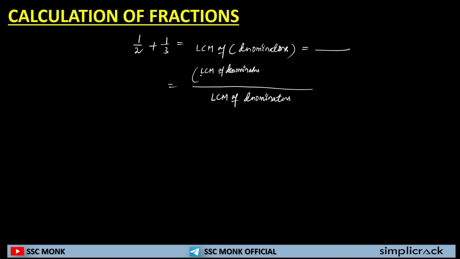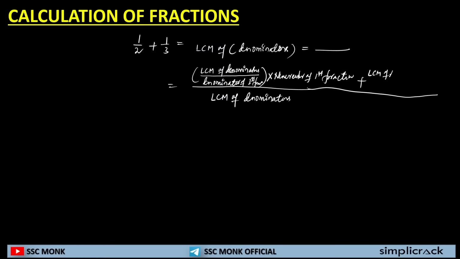LCM of denominators divided by denominator of first fraction. Whatever you get, multiply with numerator of first fraction. Then for the second fraction, again LCM of denominators divided by denominator of second fraction. Whatever you get, this is division, will multiply with numerator of second fraction.